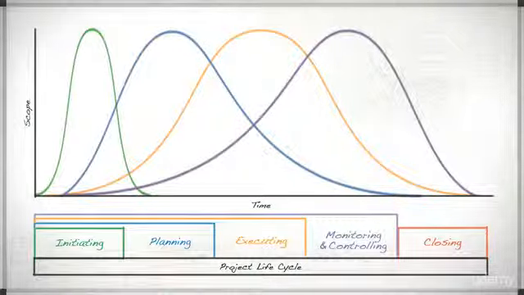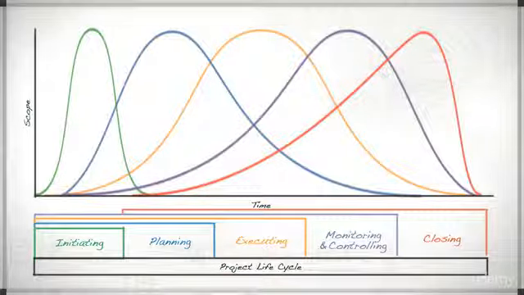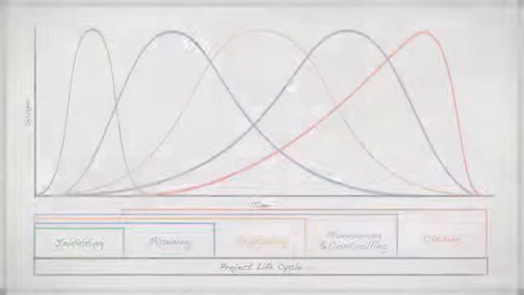Monitoring and controlling processes are active through all project life cycles and peak when execution activities peak. Closing processes begin after initiating processes end. When planning processes are completed, closing process group activities increase and peak as execution processes draw to a close and are the final processes within a project.